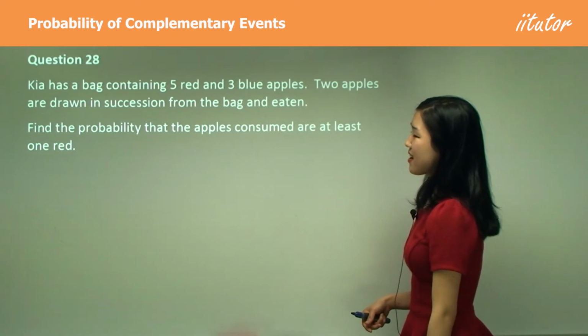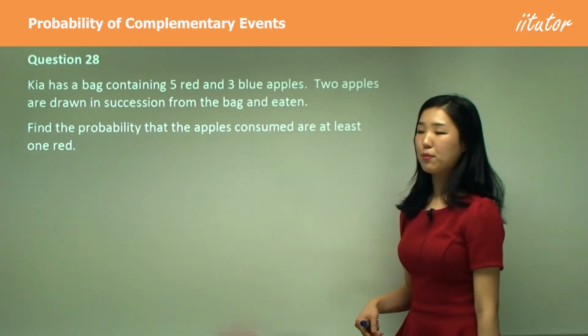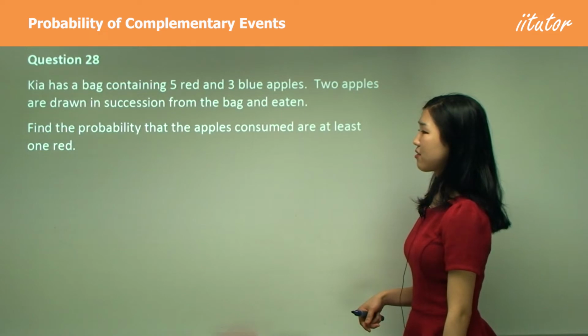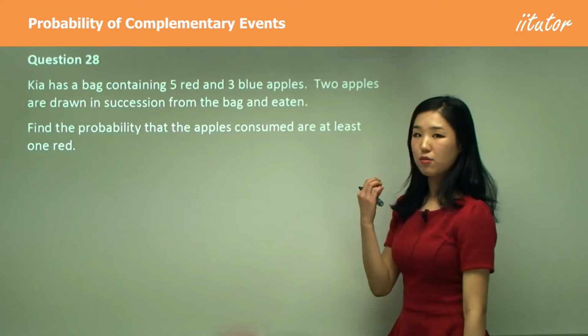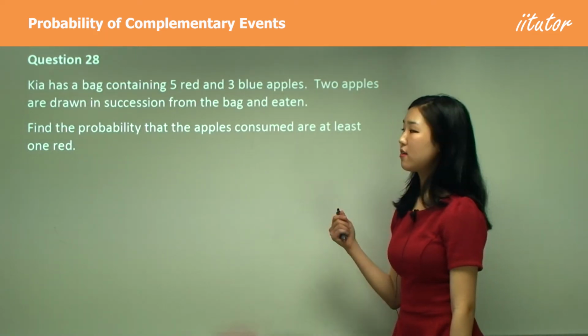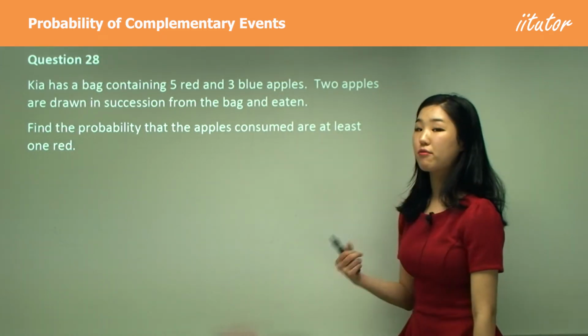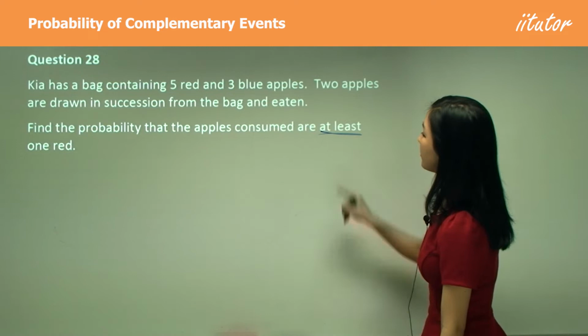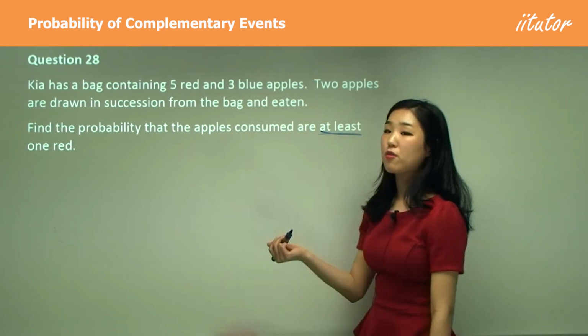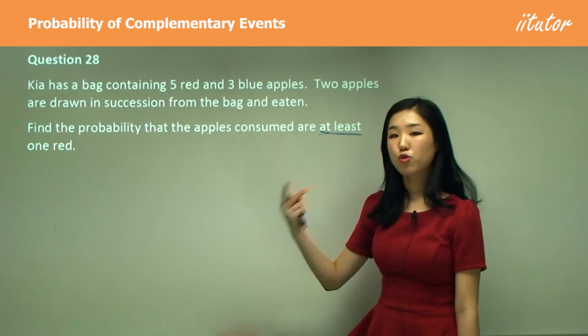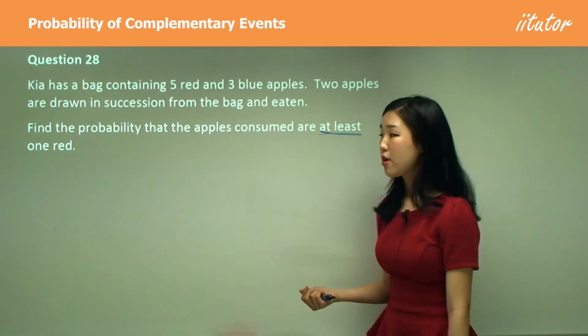Question 28. Kia has a bag containing 5 red and 3 blue apples. 2 apples are drawn in succession from the bag and eaten. So it's eaten, so it's gone now, it's no replacement. Find the probability that the apples consumed are at least 1 red. So how many are we picking? 2. There to be at least 1 red, which means I want it to be 1 red or 2 red, but no red. So I'll simply do that.